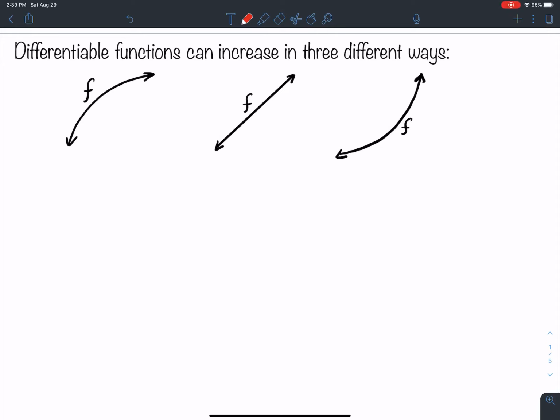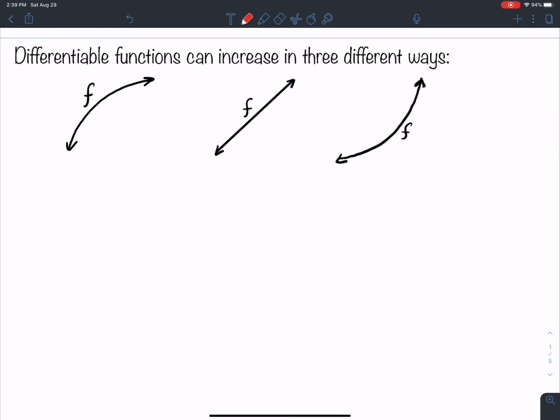So we're going to talk about the different ways that functions can increase and decrease. Differentiable functions can increase in three different ways. When a function is increasing, the derivative is positive. So for each of these three, the derivative is positive, right?